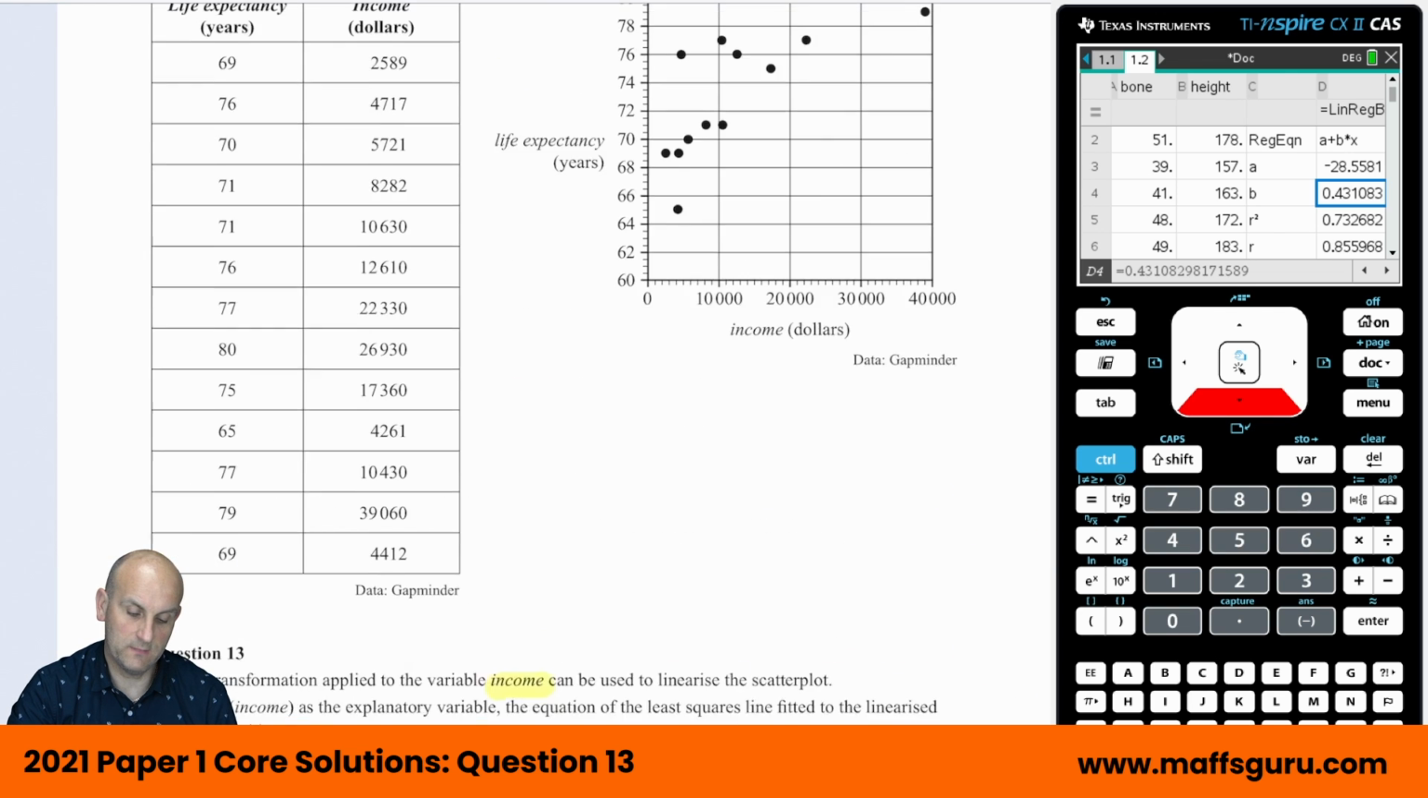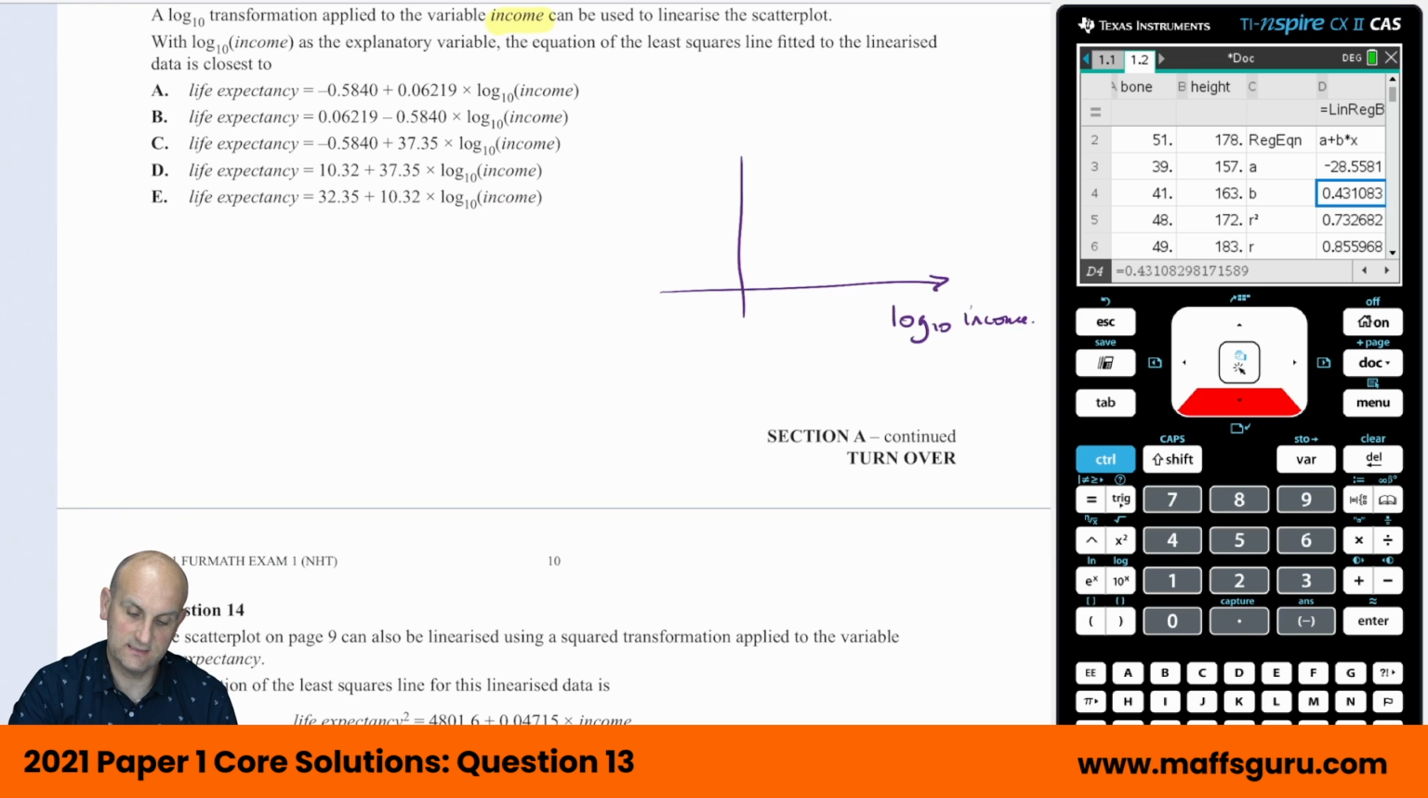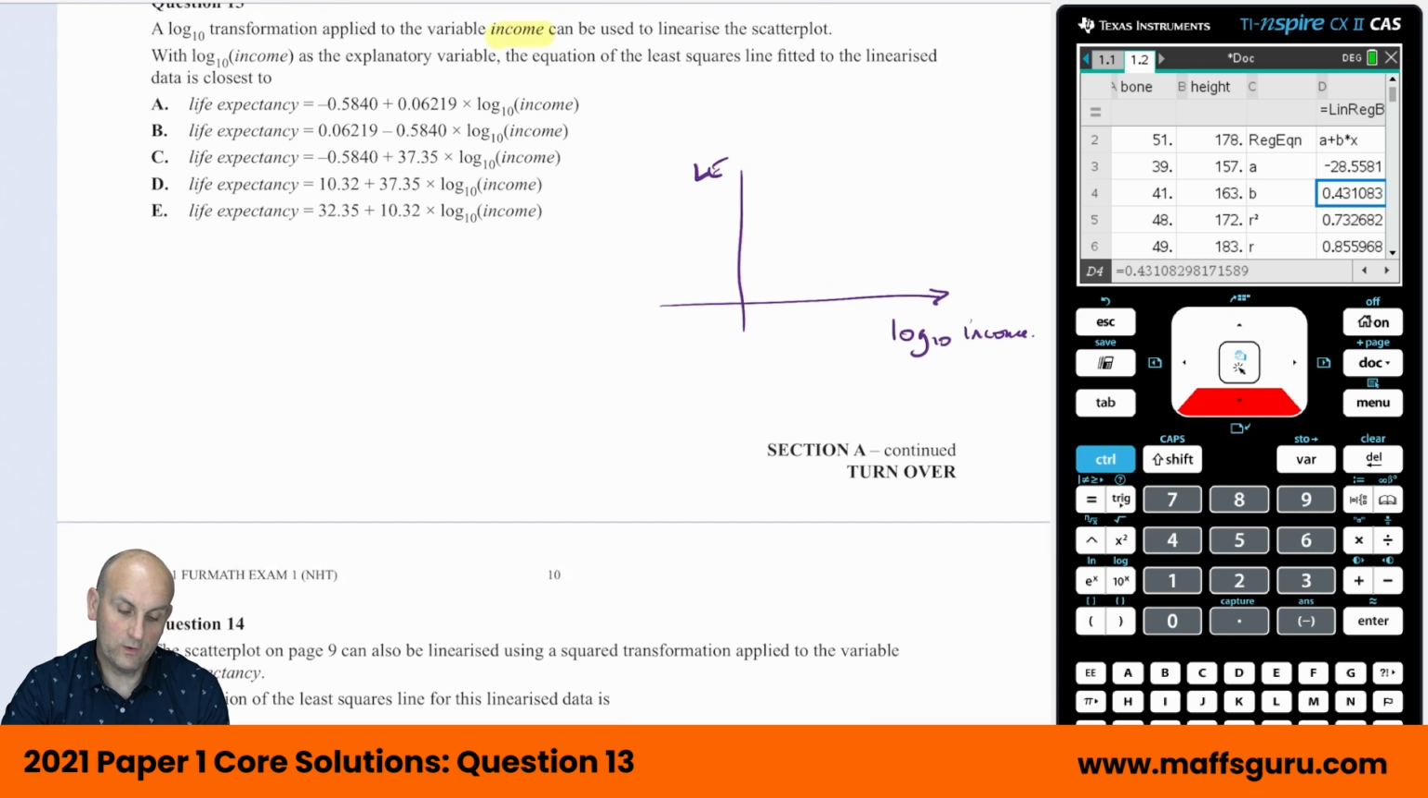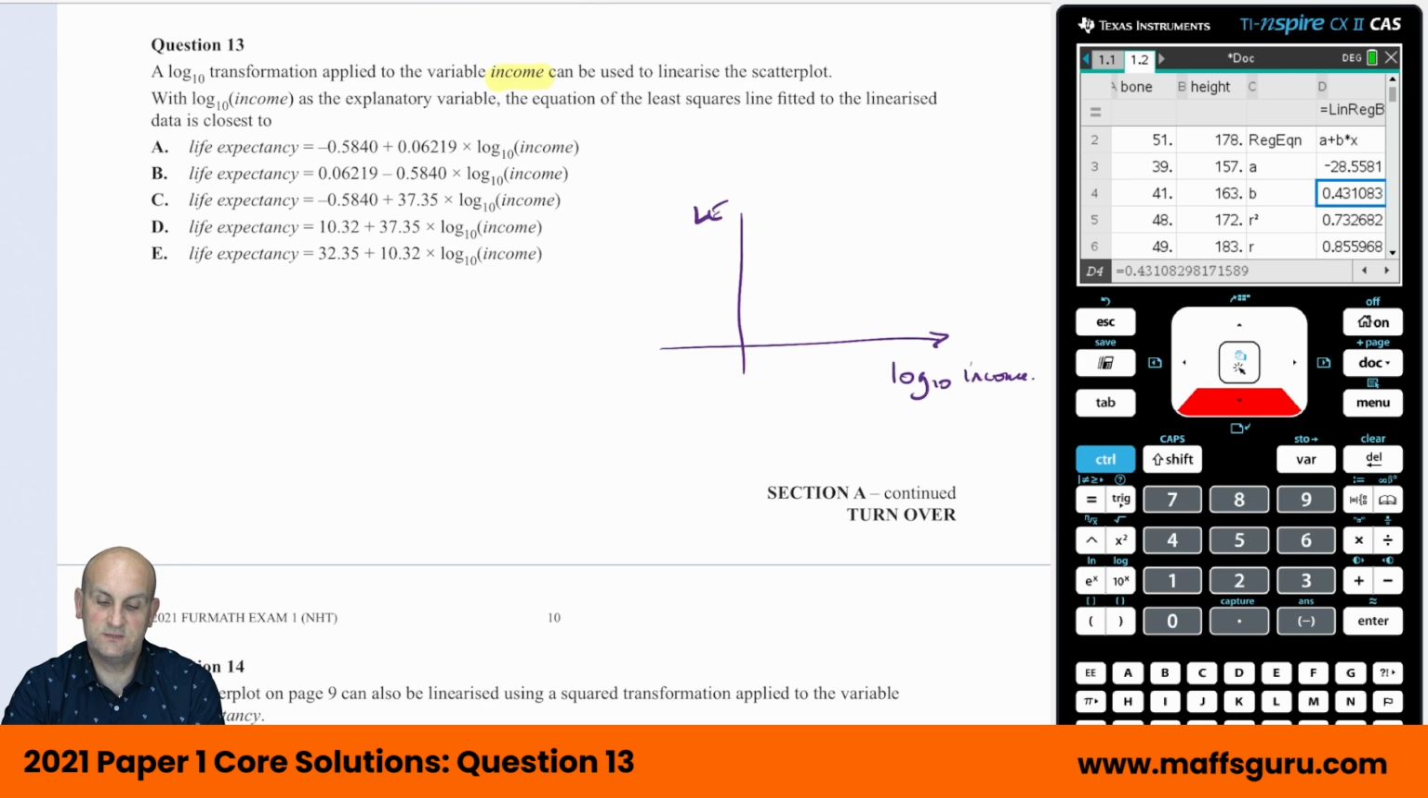Log 10 income, because we're dealing with this question, life expectancy. So we've got life expectancy there. All right, here we go. With log 10 income as the explanatory variable, the equation of the least squares line fitted to the linearized data is closest to. All right, so I'm going to put the data into my calculator and then I'll come back.